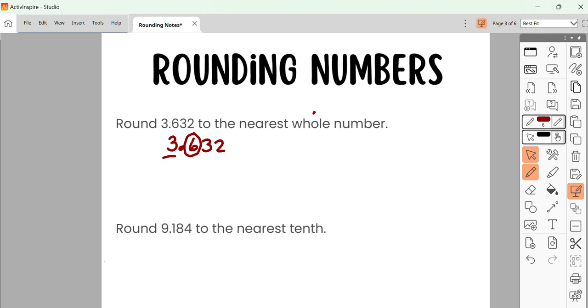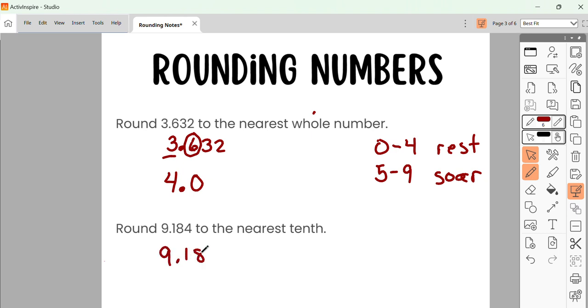Then, our next step, we're going to circle the digit to the right. And do you remember our rhyme? If it's 0 to 4, we're going to let it rest. If it's 5 or more, we're going to let it soar. So that's a 6, so we're going to let it soar. So that changes that to 4.0. Now you don't have to write the 0, but we're going to do it just to make sure we're nice and neat. All right, let's try the next one.